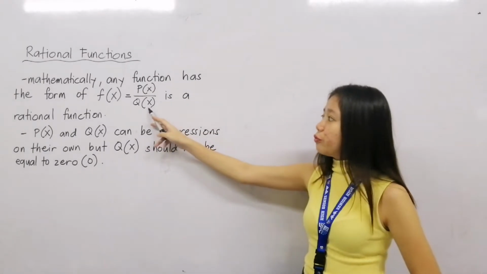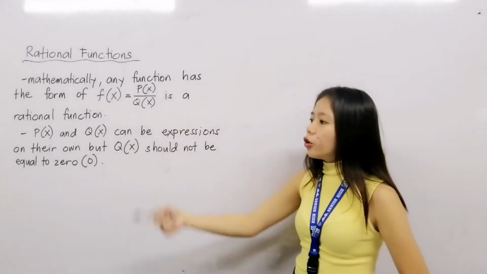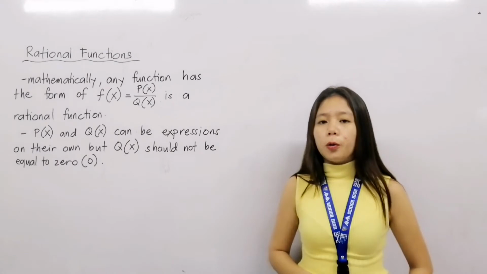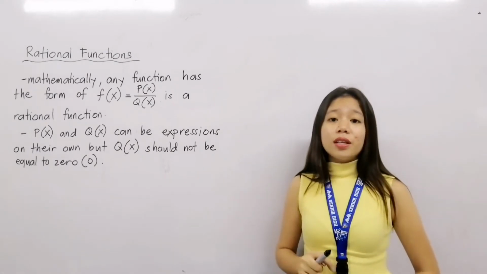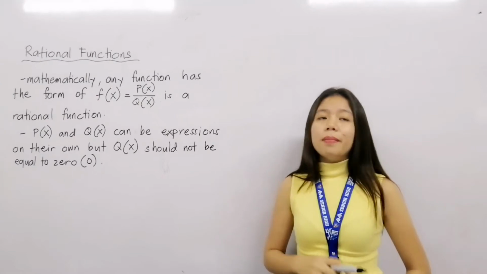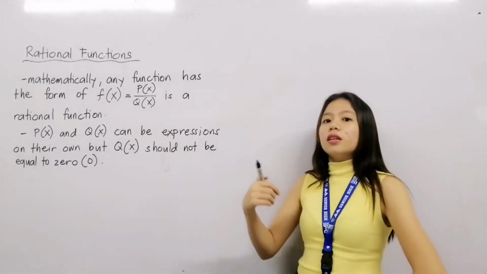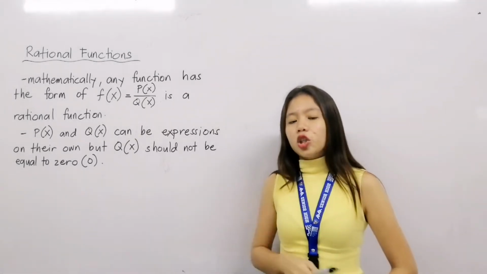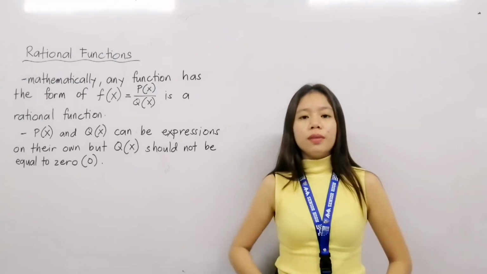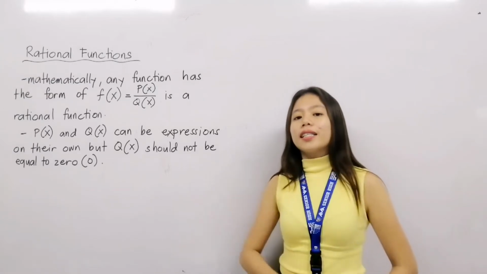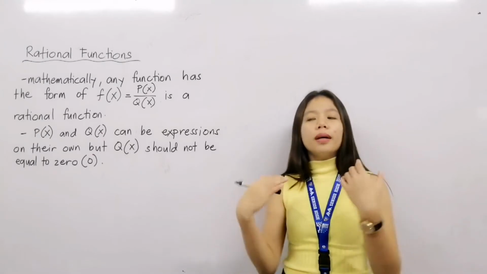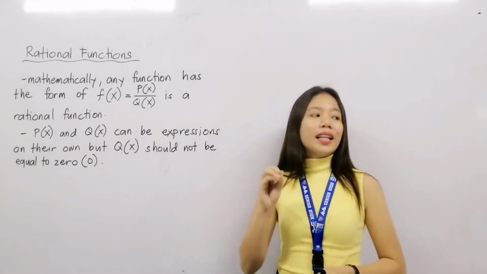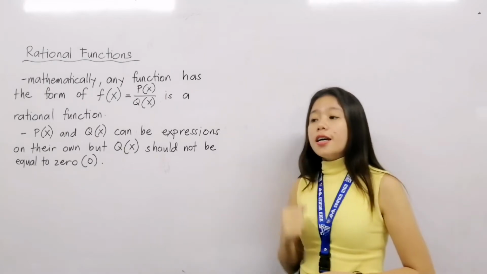The value that we will have for the denominator, q of x, should not be equal to 0. Why? Because in mathematics, class, when our denominator is equal to 0, and we conduct the operation or simplify the function, that will make the function undefined. So that is the restriction. q of x should never be equal to 0, because that would make the function undefined.